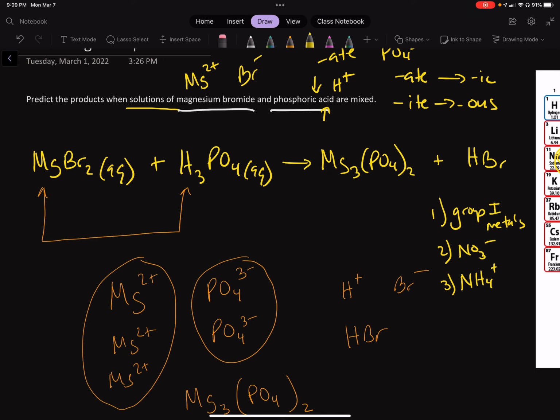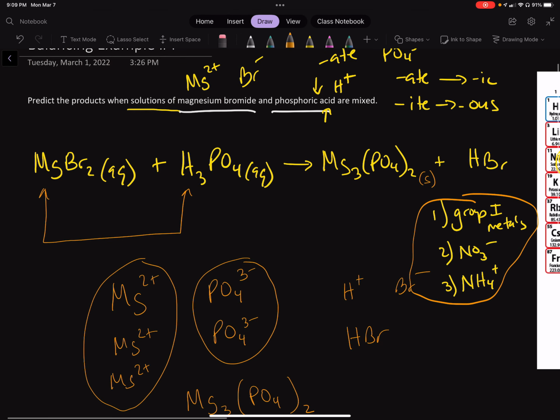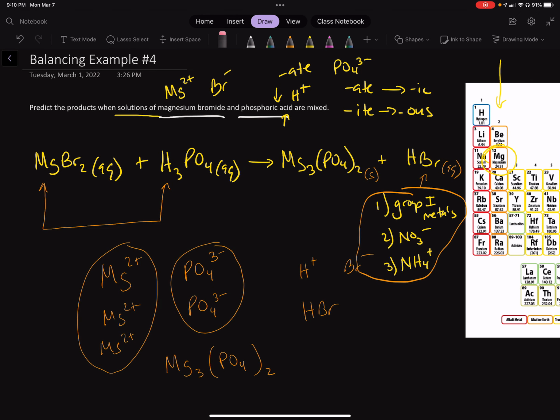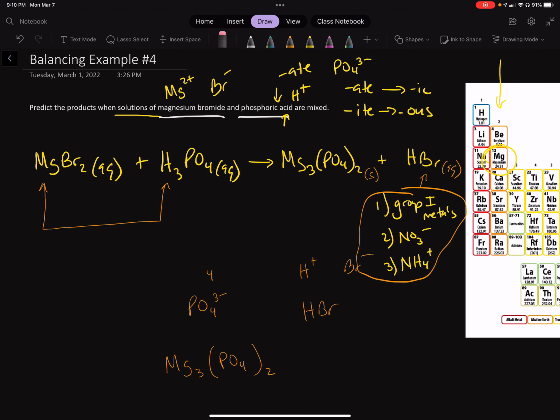But for magnesium phosphate, that's the name of this first compound, that first product, none of the rules imply or tell us that it is soluble. None of those rules are saying that it dissolves in water, so it is very safe to assume that that is a solid, so we just label it as a solid. Now, HBr, that is a strong acid, so strong acids and strong bases will dissolve in water, so we will label it aqueous.